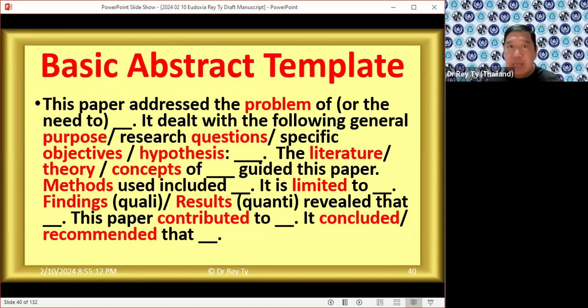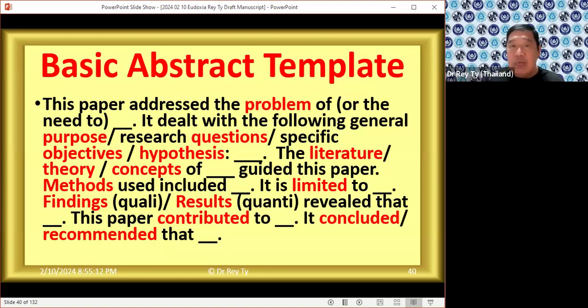This is a basic template for an abstract. A very simple one, you can paraphrase or expand on this. This paper addressed the problem of blank, or this paper addressed the need to blank. So you have the problem statement there. It dealt with the following general purpose, if it's qualitative, or research questions, or specific questions, or if it's quantitative, the following hypothesis. The literature or theory or concept of blank guided this research. Methods used include blank. It is limited to blank. That is the scope of your paper.